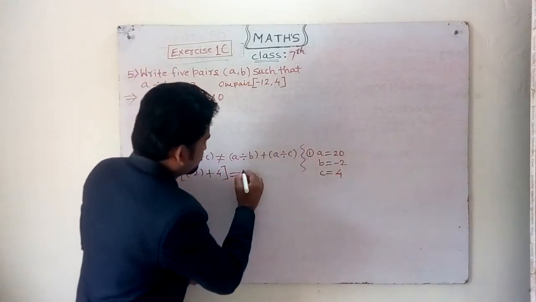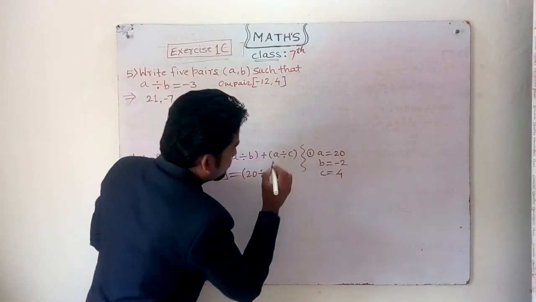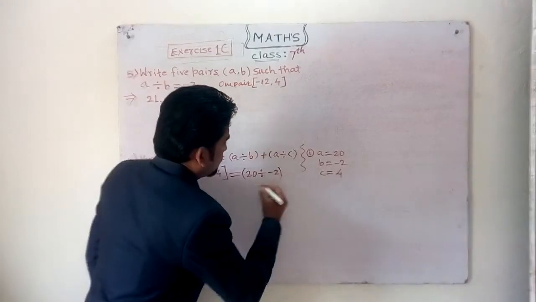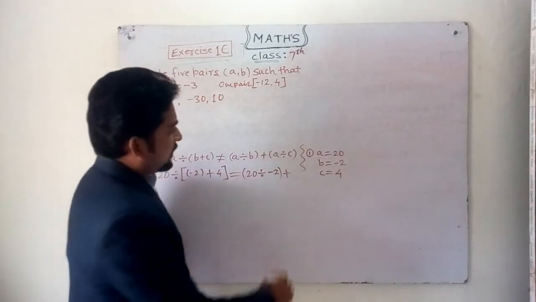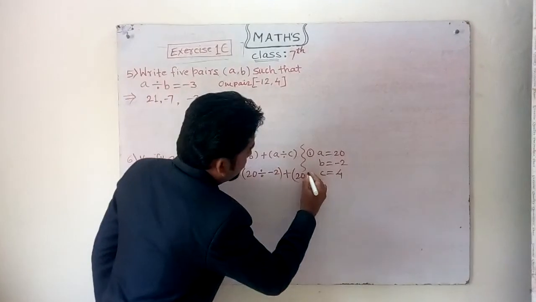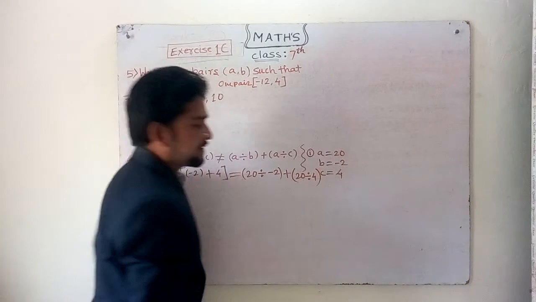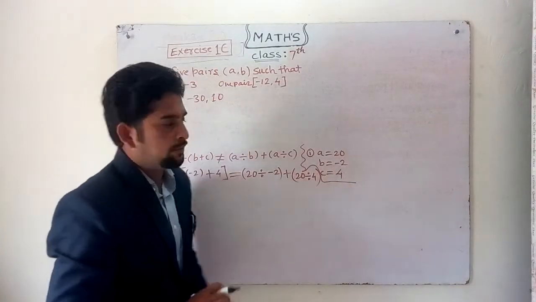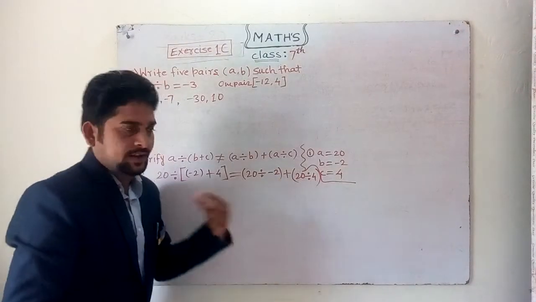The value of A again 20 divided by the value of B is -2. Directly you can write, no issue here. Plus A divided by C. The value of A is 20, 20 divided by the value of C is 4. Like this we have to write. I have managed it there because I had already written the values of A, B, C. Now you have to calculate this side as well as this side.